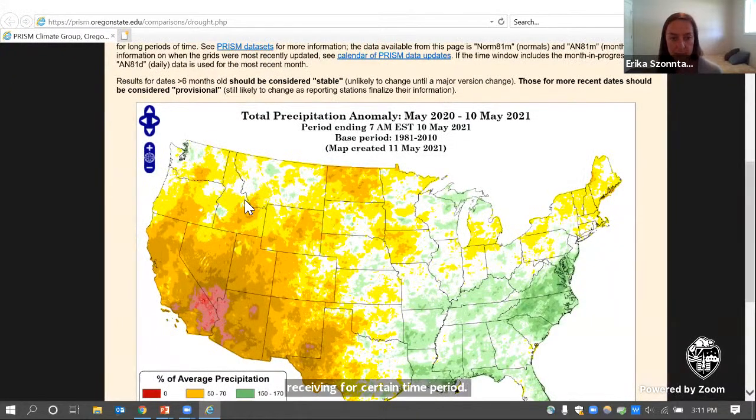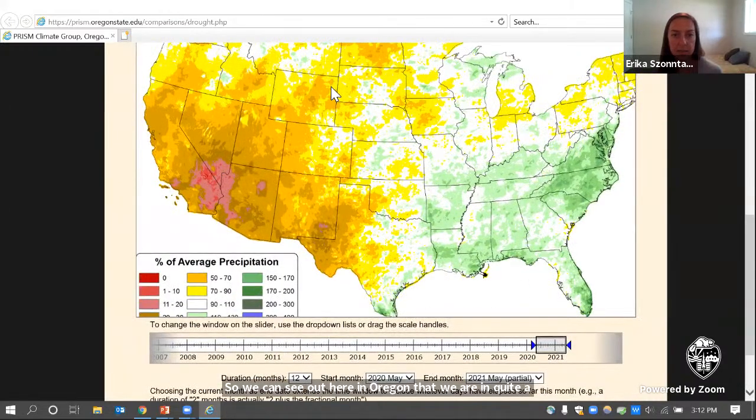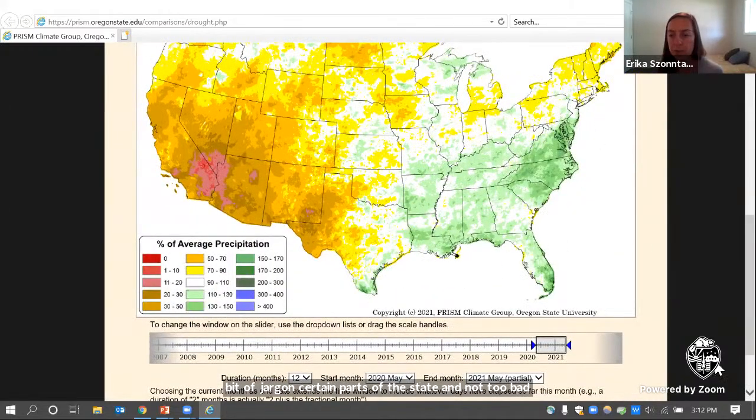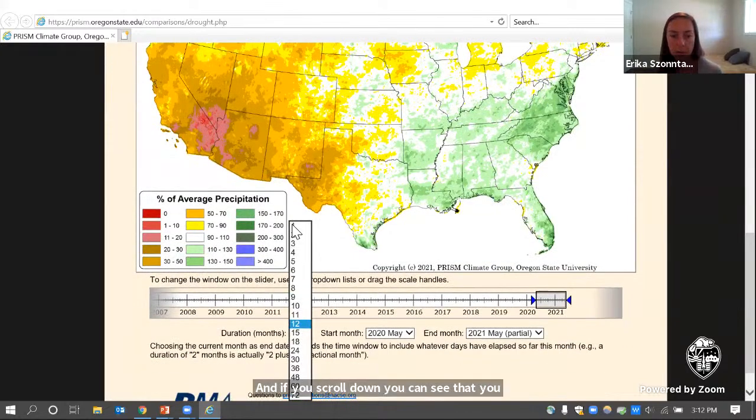So for example, this map right now is showing for the last year. So we can see out here in Oregon that we are in quite a bit of a drought in certain parts of the state and not too bad in others. And if you scroll down, you can look for anywhere from 1 month to 6 years to see what your drought patterns are.